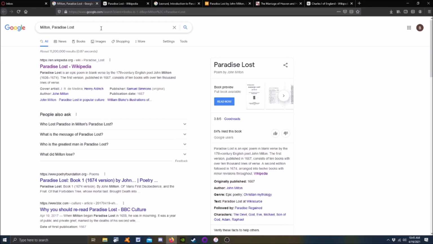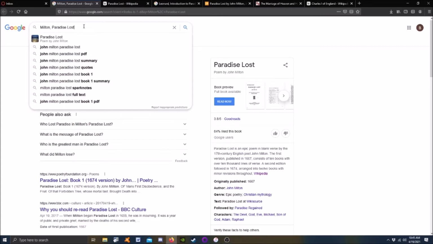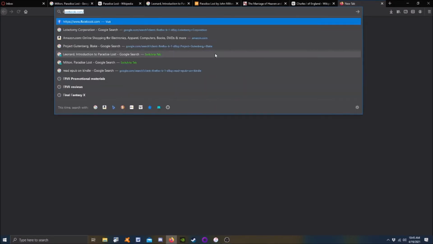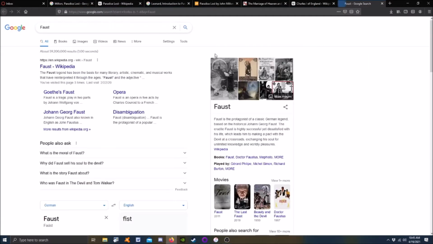So let's start, as all good research probably does, with a cursory Google search. You'll notice that I typed in Milton, Paradise Lost. It's real easy to sort of get lost in your cursory Google search, especially in this class, because so many of our texts have roughly the same name or something. If you type in, say, Faust, you're going to get just a whole page from Wikipedia that has a whole bunch of different Fausts in it.